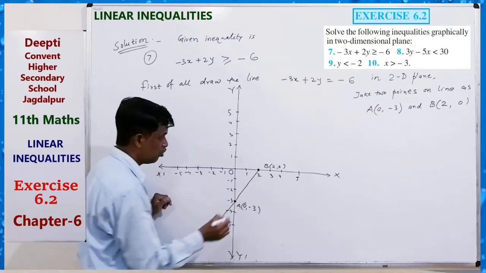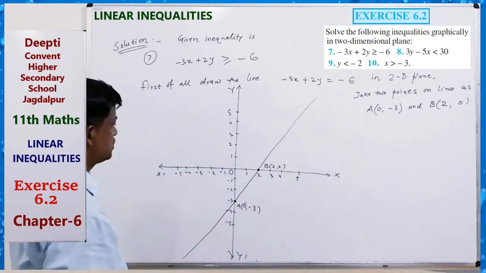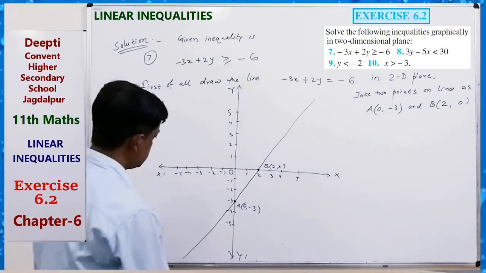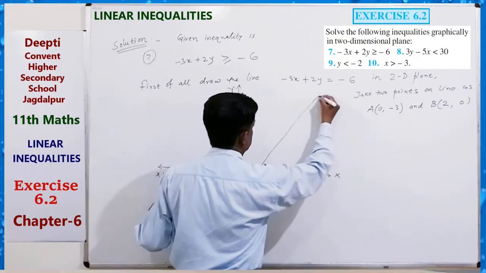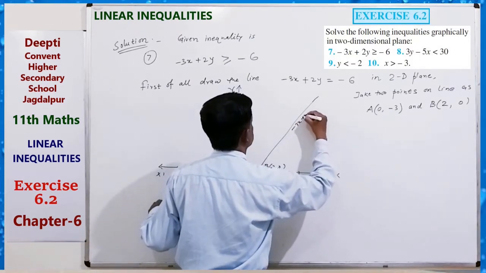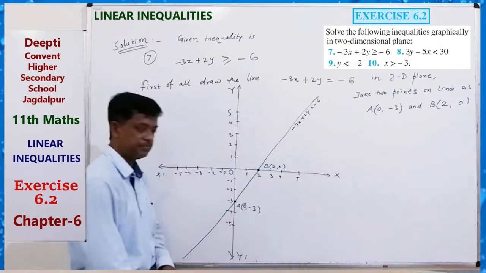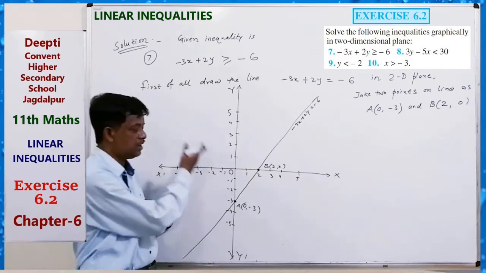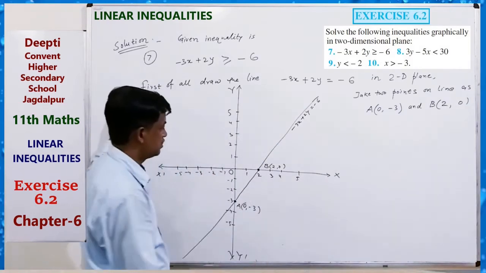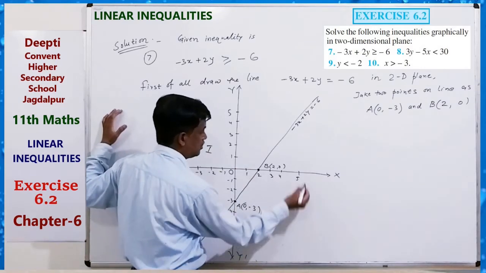Not dotted line, border line. Okay, so this is the straight line, minus 3x plus 2y is equal to minus 6. This is the straight line. Now it divides the whole plane into two parts. This is the first part, this is the second part.